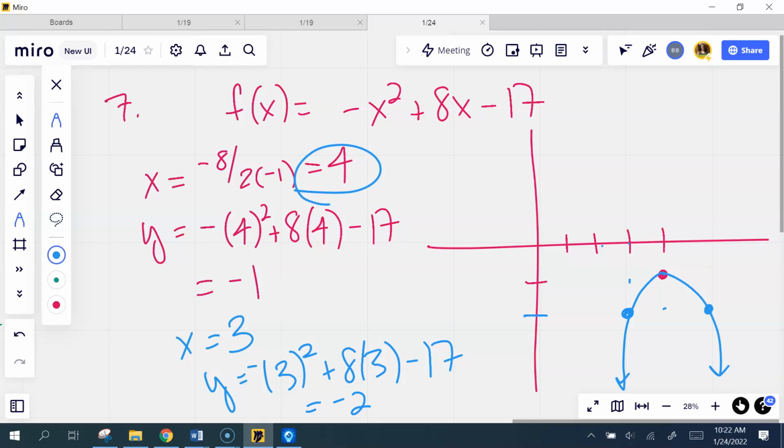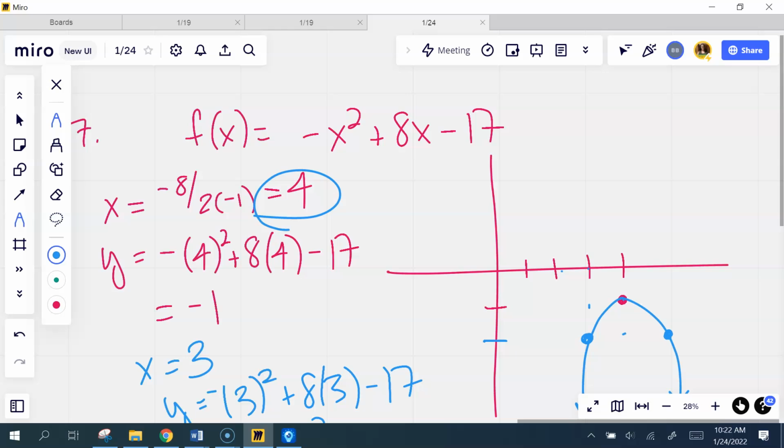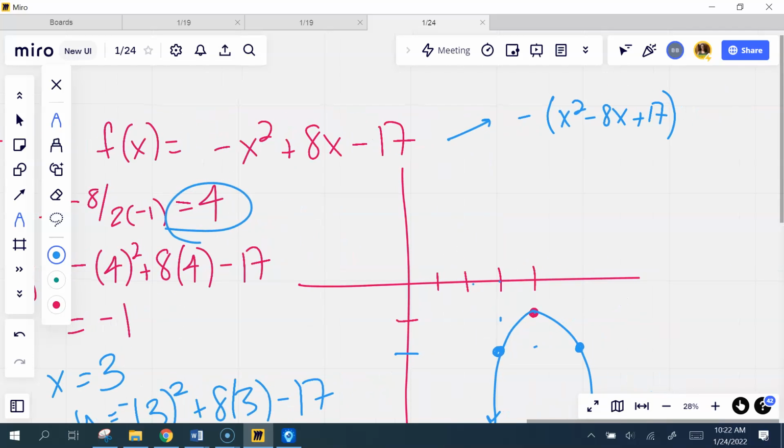Ooh. What does this look like? It looks like no solutions, doesn't it? It's never crossing. So my factoring should support that. And in fact, if I take a negative out, I'm left with x squared minus 8x plus 17. What multiplies to 17 but adds to -8? Nothing, right? This cannot be factored.